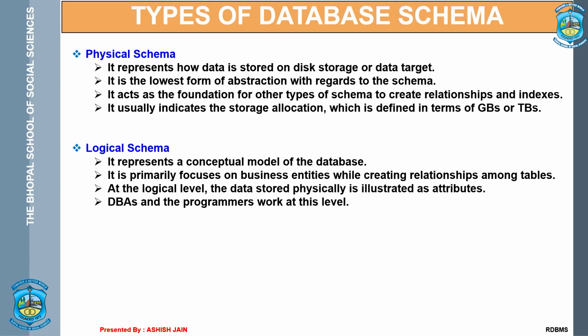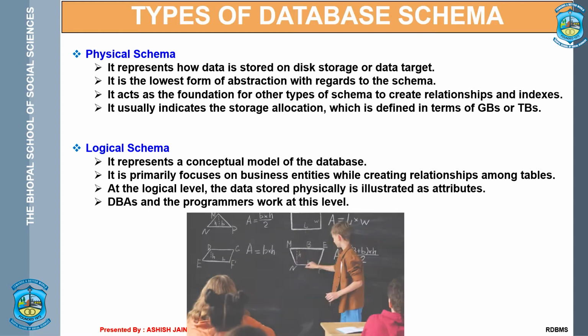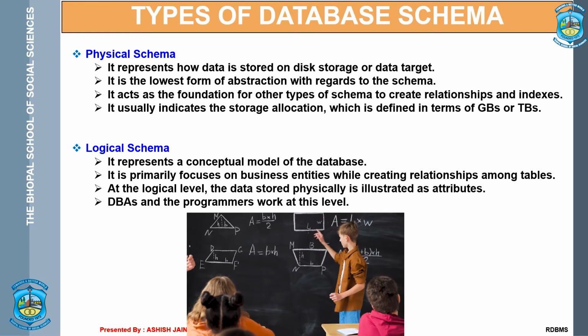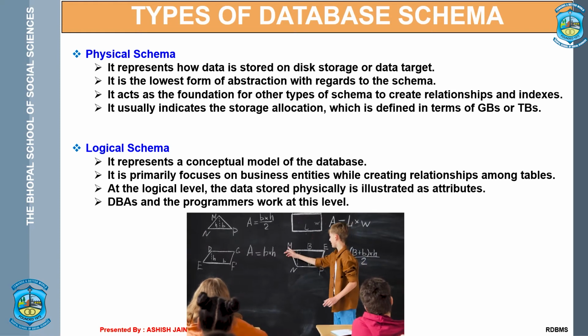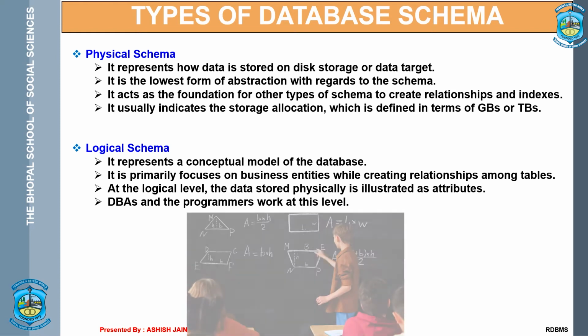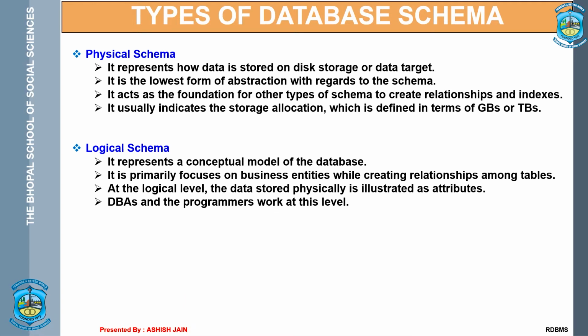At the logical level, the data is stored physically and is illustrated as various attributes. For example, if you want to store the data of a student, a real world object or an entity, we identify a student on the basis of certain attributes, not directly by its value. So it is a combination of say enrollment number, roll number, name, class and many other attributes. And DBAs, that is the database administrators and specialized database programmers work at this level.